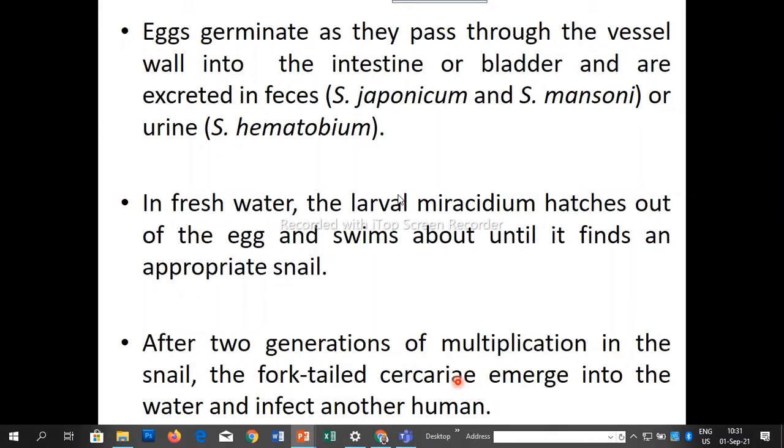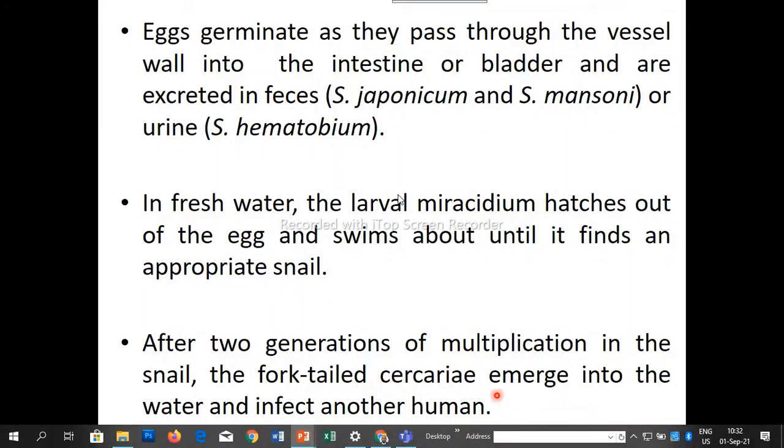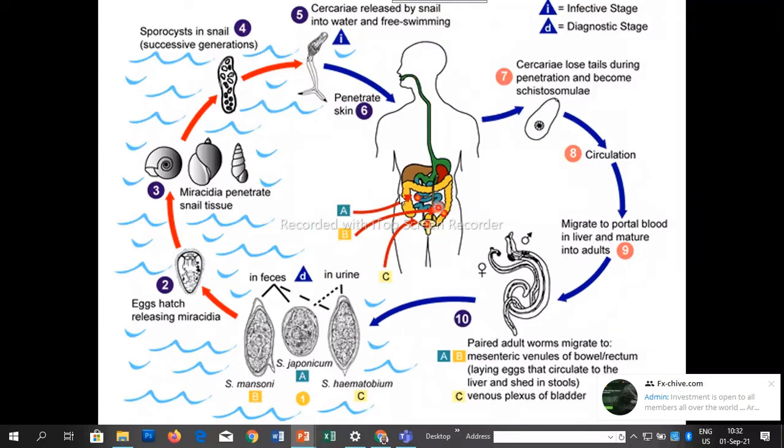They can live longer. Eggs pass through the vessels into the intestine for japonicum and mansoni, or into the bladder for haematobium, and they will be eliminated either in urine for haematobium, or in stool for japonicum and mansoni. The larva miracidium hatches from the egg coming from the infected person. The miracidium will swim until it finds an appropriate snail, which serves as the intermediate host. After two generations of multiplication in the snail, the fork-tailed cercariae will emerge into the water and infect another person, and the life cycle continues like that. This is the life cycle.